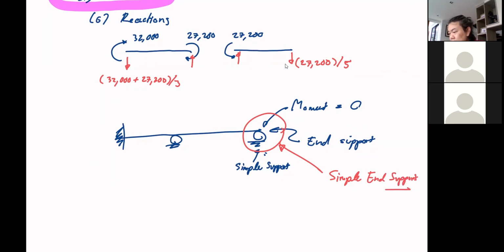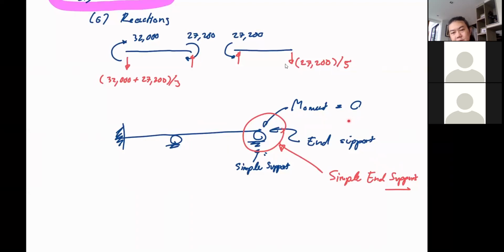Okay, take a look at the one on the left. This is end support, right? It's at the end as well, but it's not a simple support. So this is not simple end support. The fact that your support is the end support and it is a simple support, therefore we can call it simple end support, which its moment has to be zero.